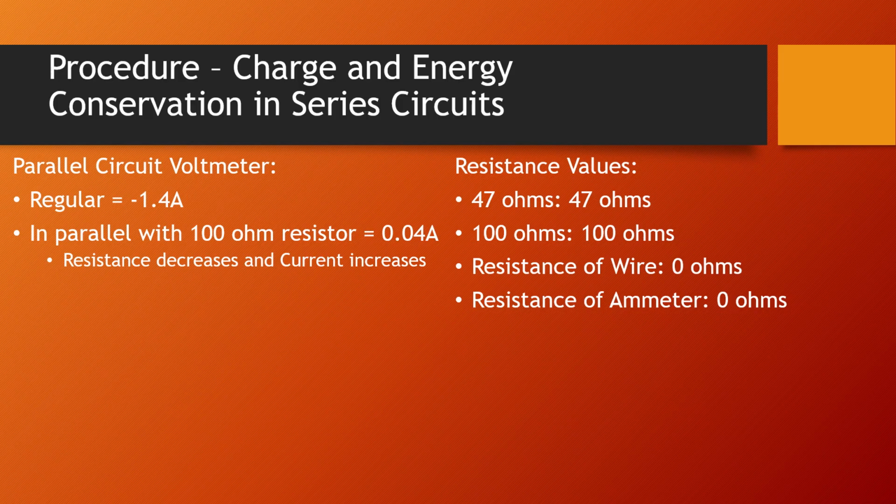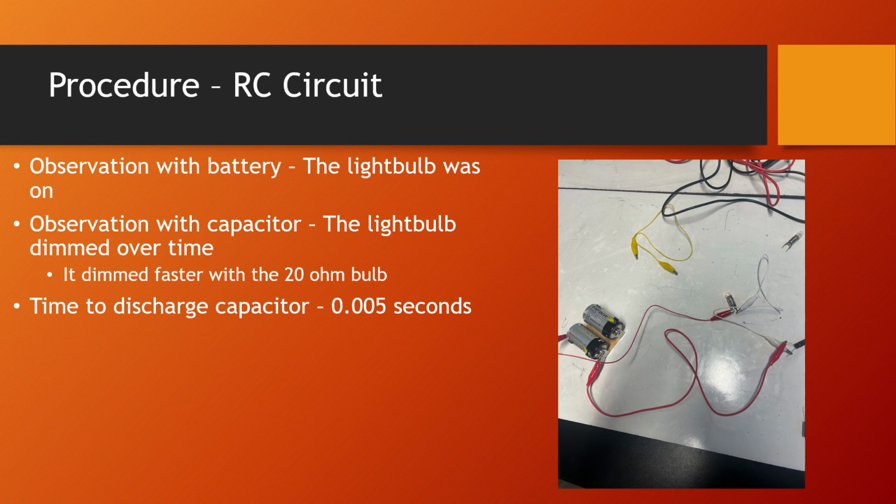Then we had to calculate resistance values. So 47 ohms was 47 ohms, 100 ohms was 100 ohms. Then the resistance of wire was 0 ohms, and the resistance of the ammeter or voltmeter was 0 ohms. Now moving on to the RC circuit.